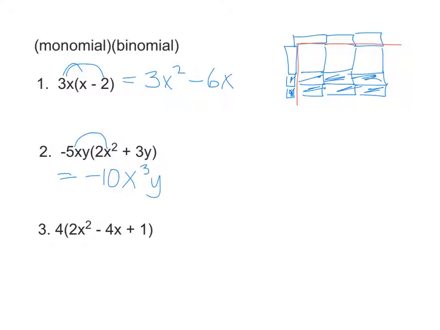And then we'll do the other one, negative 5xy times 3y. So that comes to negative 15x and y squared. 8x squared minus 16x plus 4.